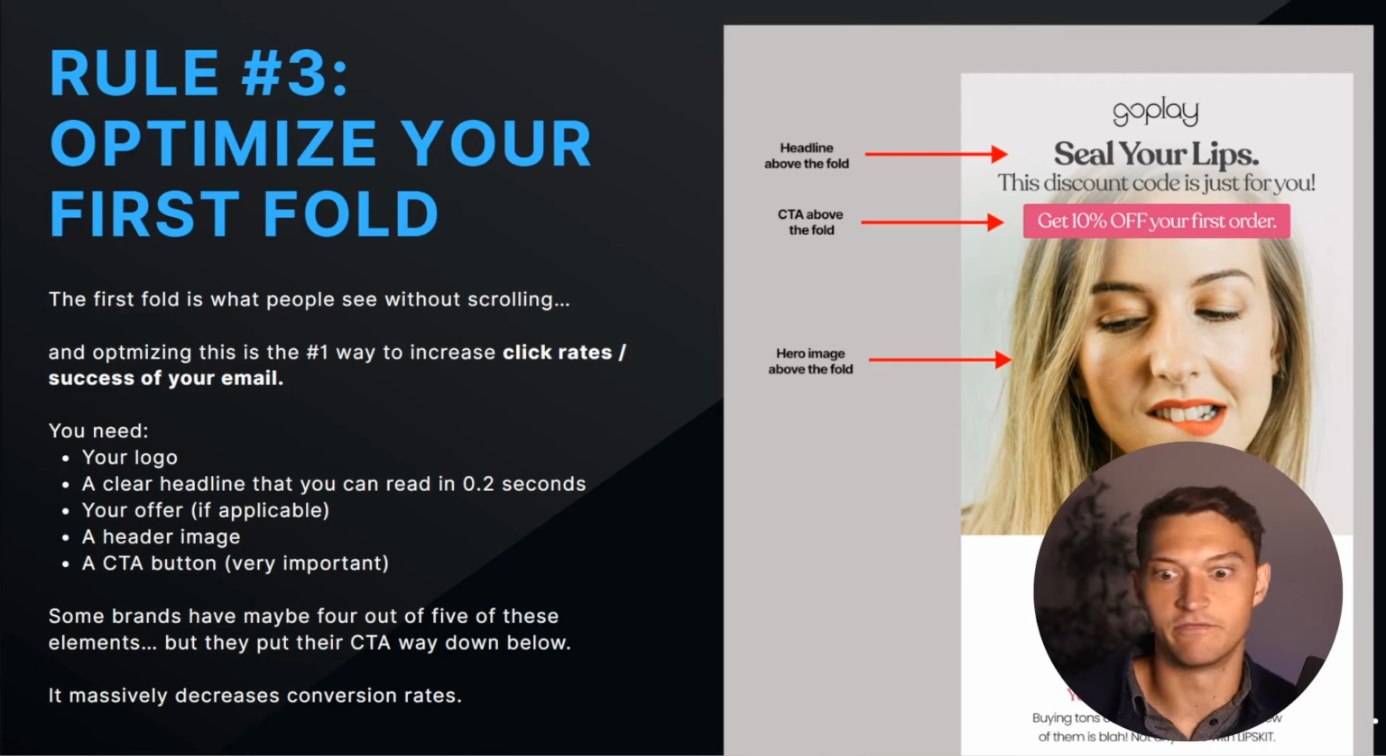Most brands have 3 or 4 out of the 5 of these elements in their first fold, but for example, they put their CTA button way down below, and it really hurts their conversion rates and it really just overall decreases the effectiveness of their email marketing.